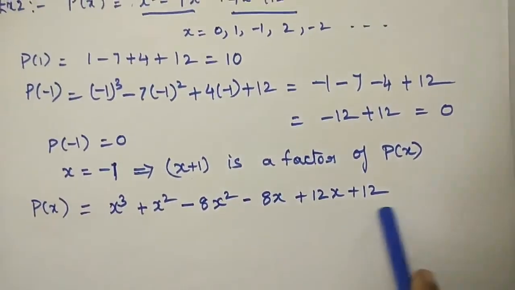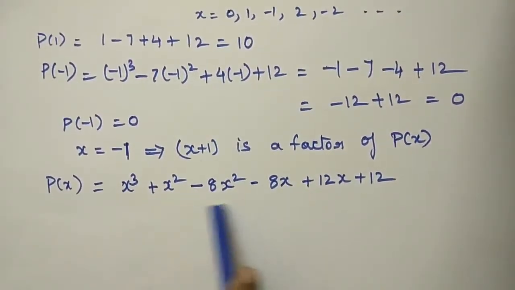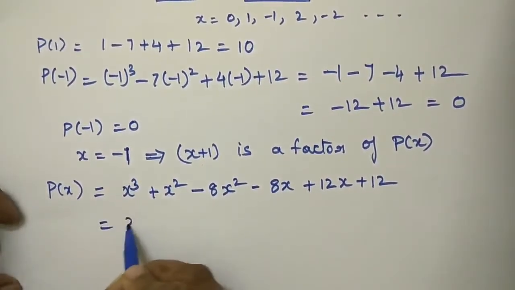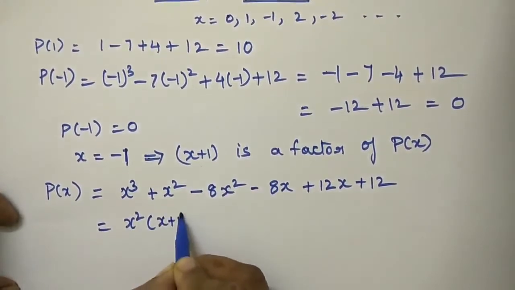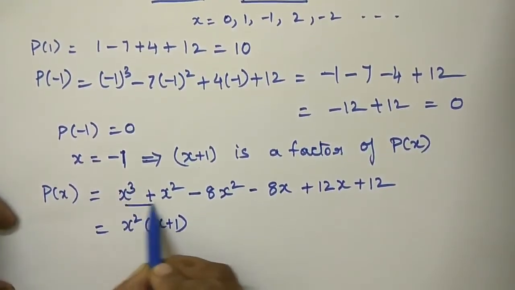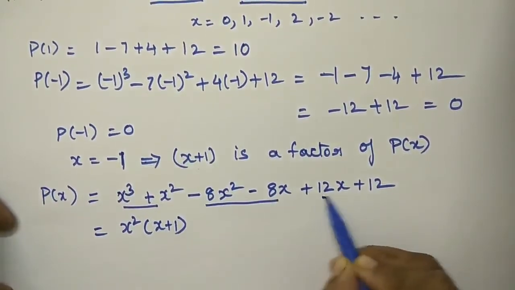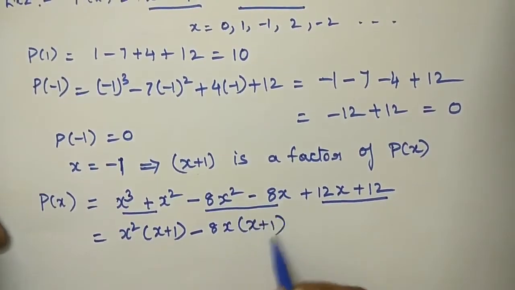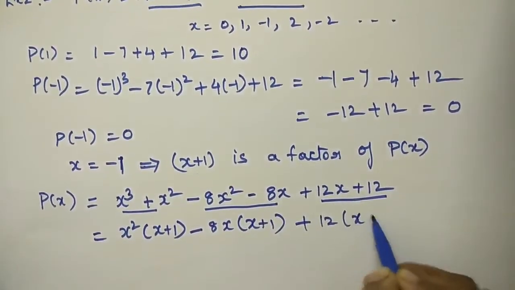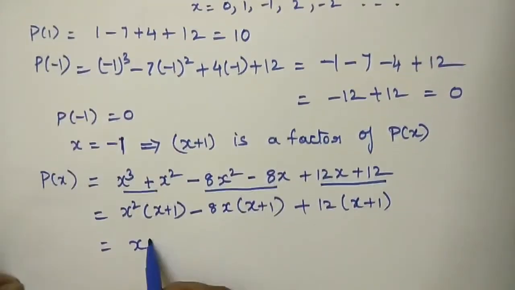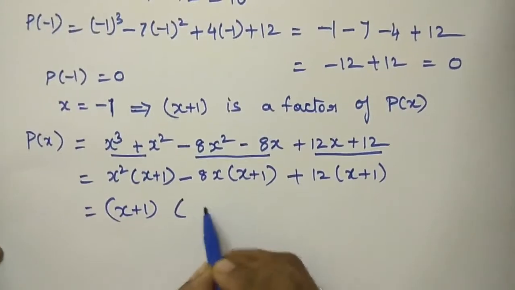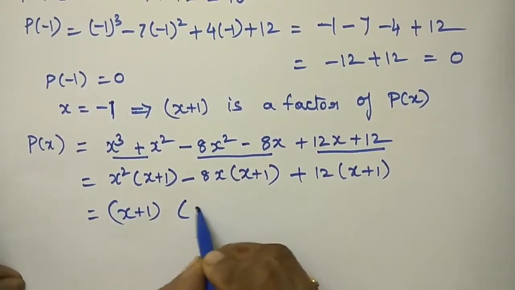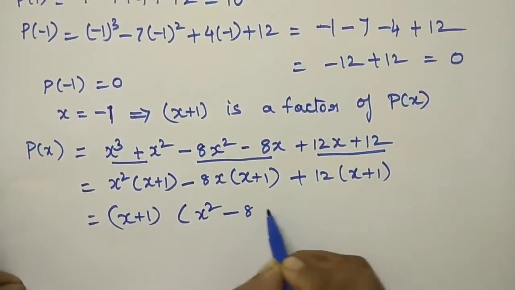So I have split the terms into terms of x square, terms of x square and terms of x. Now I will take x square in common here. I will get x plus 1 as a factor. Okay. I am grouping these two terms and these two terms. Here I will get minus 8x into x plus 1 plus 12 into x plus 1. So x plus 1 is a common factor for this whole term. Okay. x plus 1 into x square minus 8x plus 12.